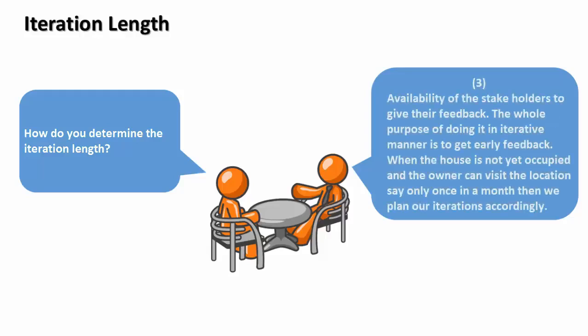Third, availability of the stakeholders to give their feedback. The whole purpose of doing it in an iterative manner is to get early feedback. When the house is not yet occupied and the owners can visit the location say only once in a month, then we plan our iterations accordingly.